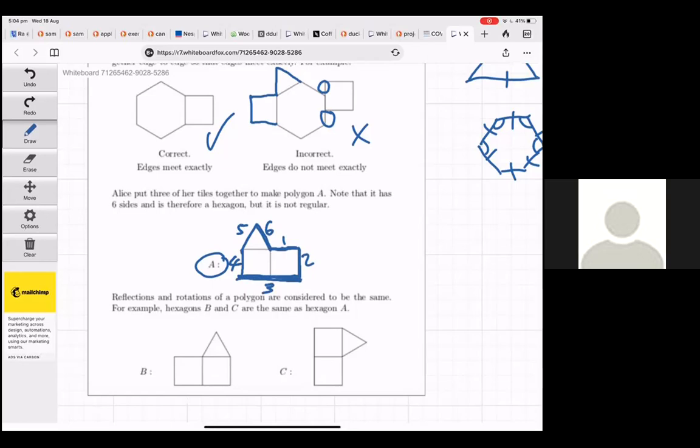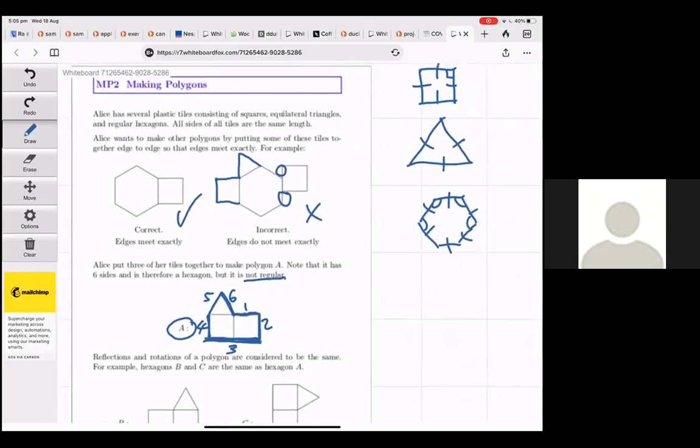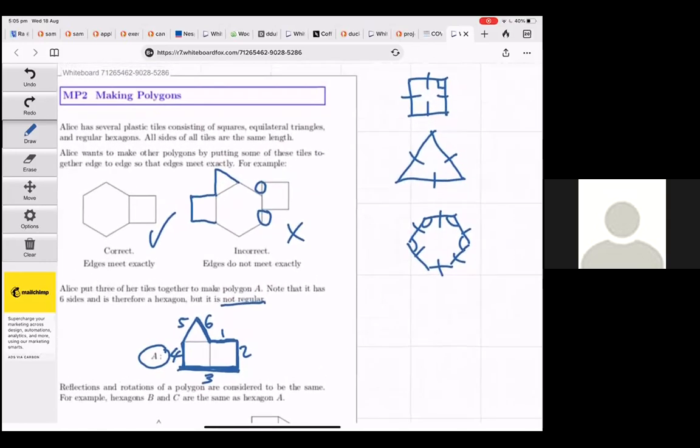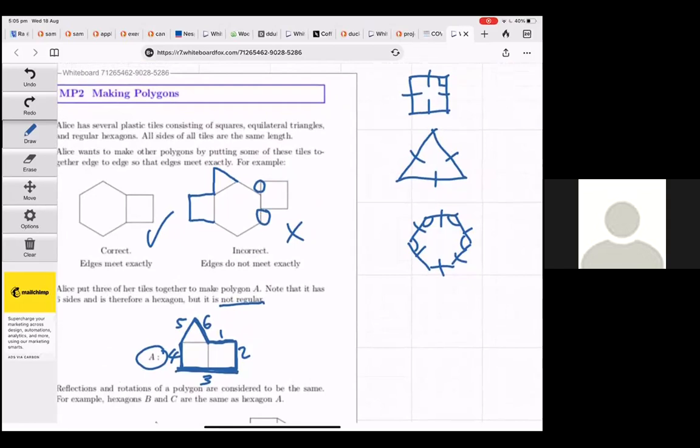Someone want to tell me why it's not regular though? It is a shape, it's just like a house. So what makes it not regular? It's definitely a polygon. Why is it... it's because it's not like normal size. Like some are long, some are diagonal.